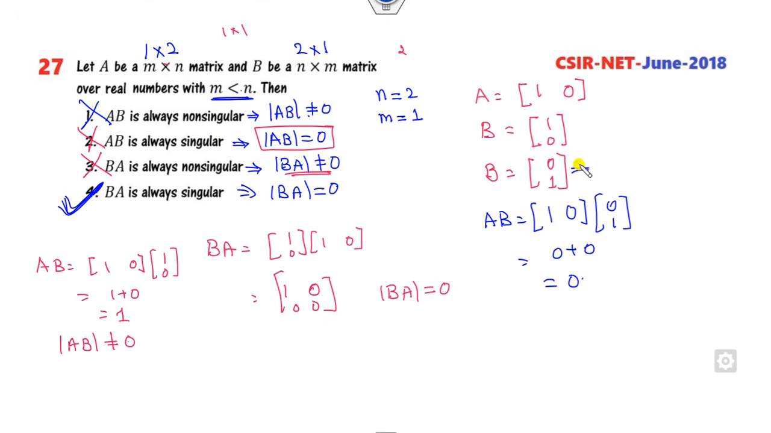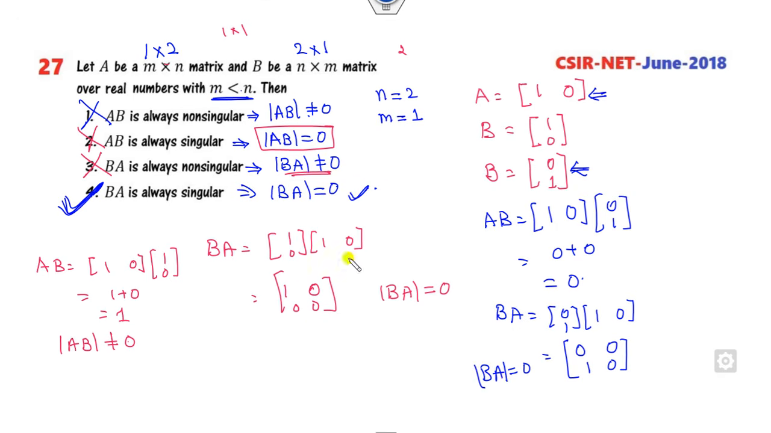If you want to check BA, this is my B, this is my A. It will be B, then A. So clearly, 0 0 1 0. And what is the determinant of this AB? It is 0. So this property is satisfied, this property is satisfied, while the rest of the properties cancel out. So the right answer is D.